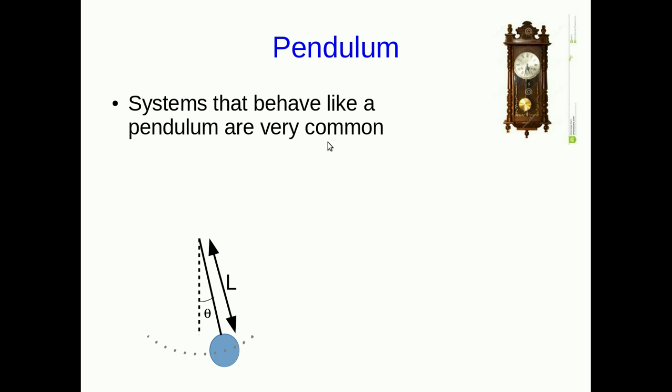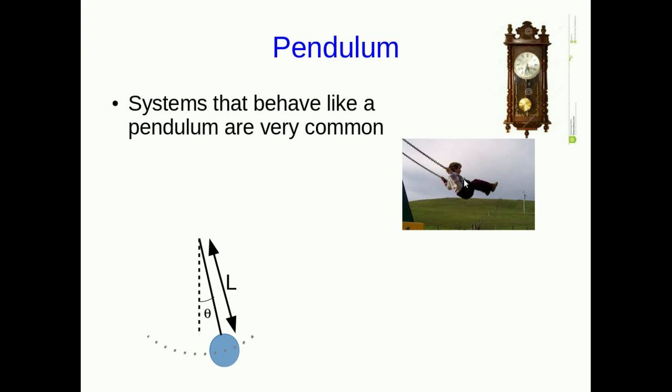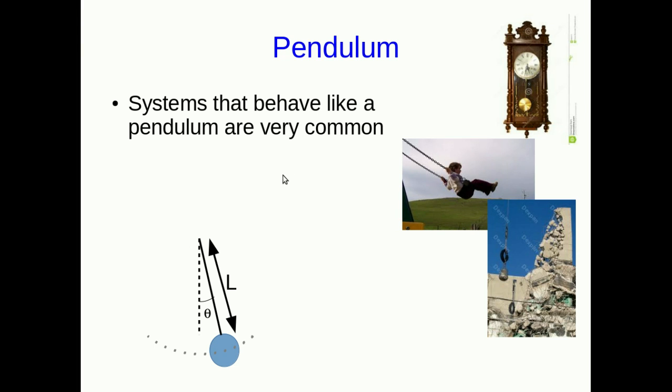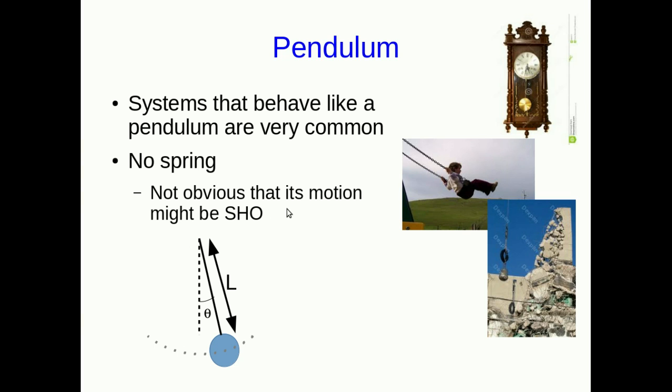So I've mentioned the pendulum a few times, and part of the reason we're interested in them is, besides pendulums like what you would think of as a pendulum in an old-fashioned clock or something like that, systems that behave like pendulums are very common. Things like swings, or say wrecking balls. And let me just mention how annoyed I am that these days it's very difficult to find a picture of a wrecking ball without a person sitting on it. Anyway, there's no spring here. And so it's not at all obvious that this is going to behave like a mass on the end of a spring. Not obvious at all.